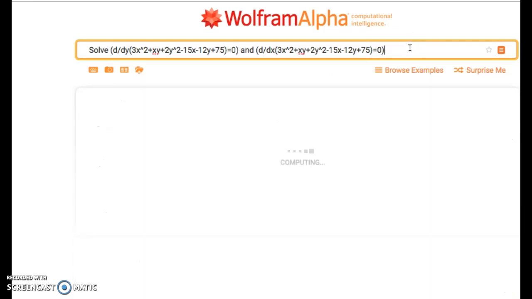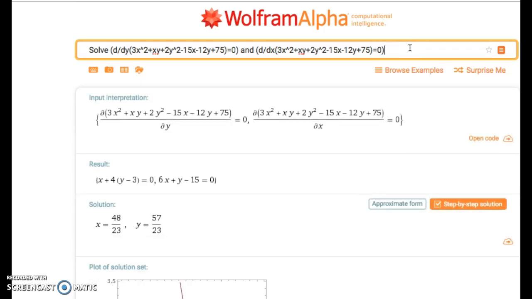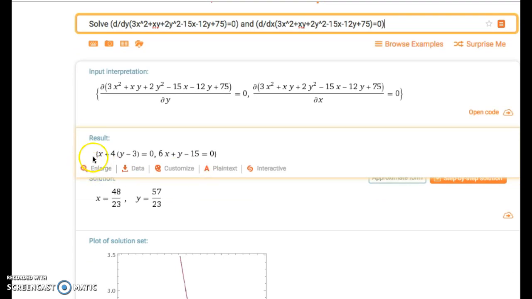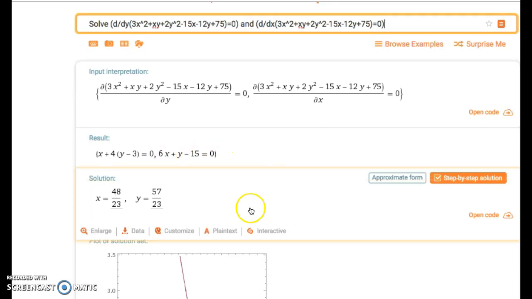Hit enter. And it is saying, well, what I'm solving for you is where x plus 4 times y minus 3 is 0, and at the same time 6x plus y minus 15 is 0. And it tells you that your critical point is located at the point x is equal to 48 over 23 and y is equal to 57 over 23. This is the critical point.